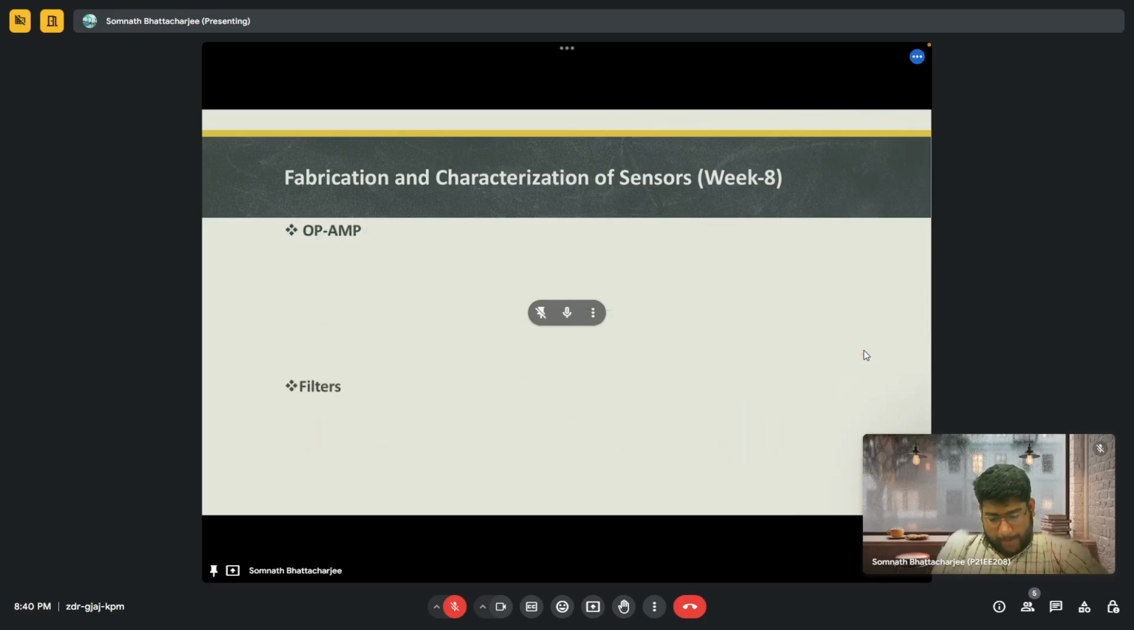Now, apart from these basic circuits, we have several kinds of amplifiers. One of the most used amplifiers is the operational amplifier.